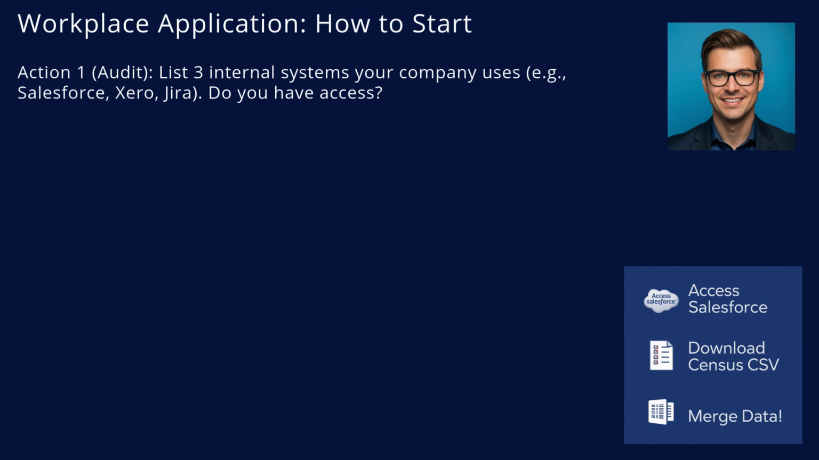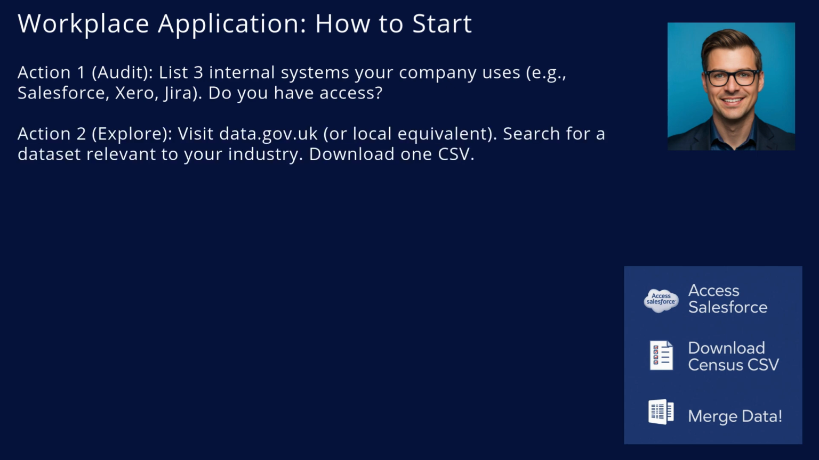Action 1. Audit. List 3 internal systems your company uses. Salesforce. Xero. Jira. Do you have data access to them? If not, ask why.